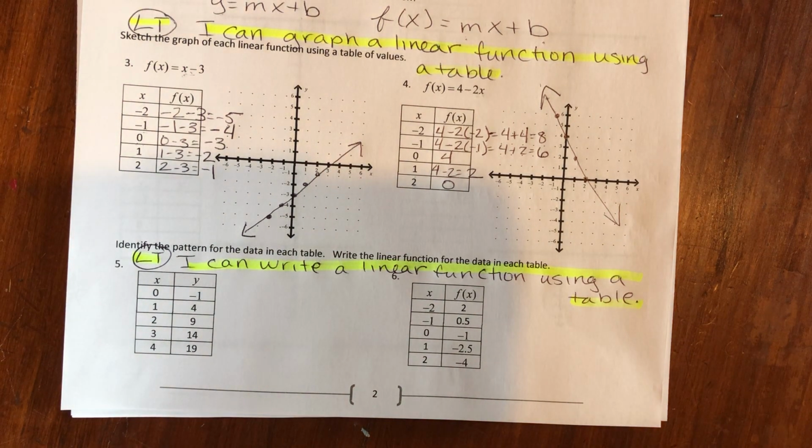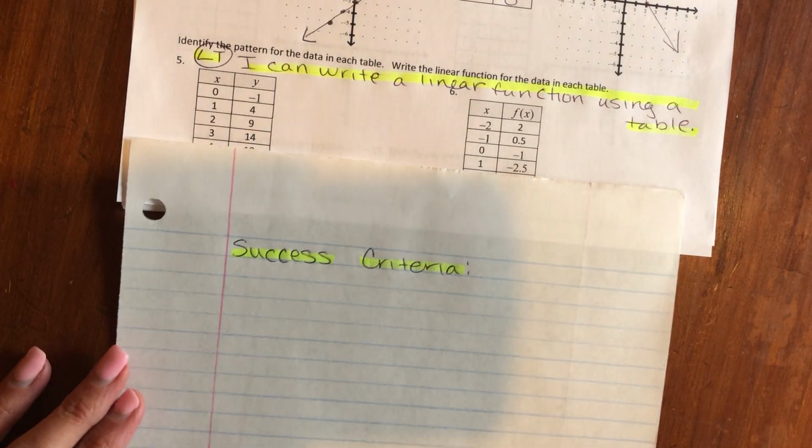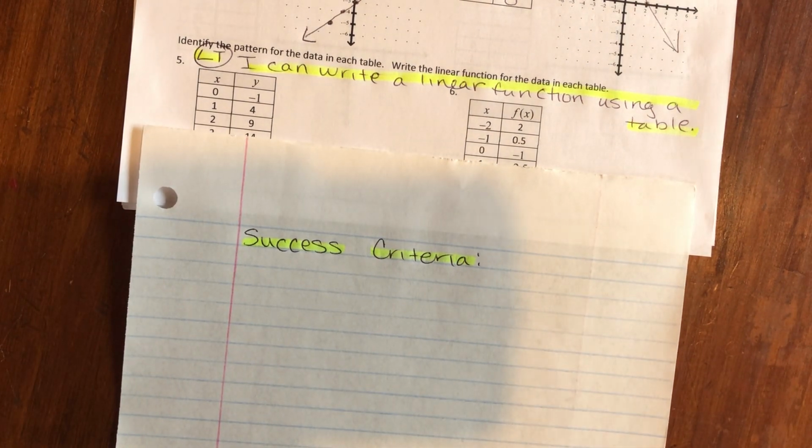So let's talk about the success criteria for this one. I'm going to set this aside. Okay. So the first thing you want to do, remember we're finding a linear function. So remember what that looks like. That looks like y equals mx plus b. So what are the parts we need to find? We need to find the slope, the m, and we need to find the y-intercept, which is the b. So we're going to find the slope first.